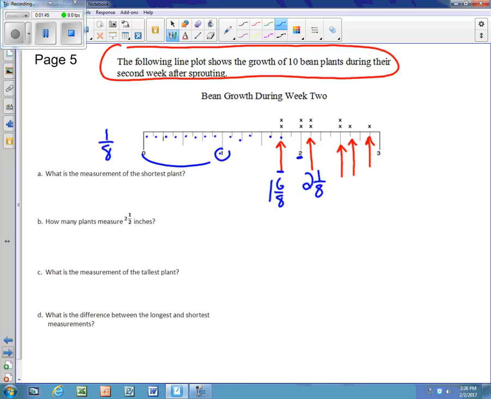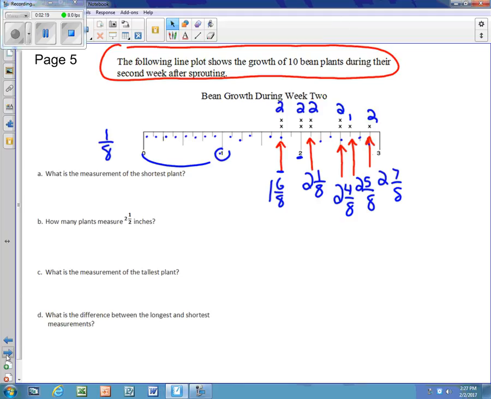And then I keep counting. 2/8, 3/8, this is 2 and 4/8. And then over here is 2 and 5/8. This is 2 and 6/8, so this is 2 and 7/8. So now I have everything labeled on the bottom, so I know my measurements before I even start my questions. The next thing I do is I count all my x's. This one has 2, and 2, 2, 2, 1, and 2. So any questions that are asked, I now have all the work done up above.